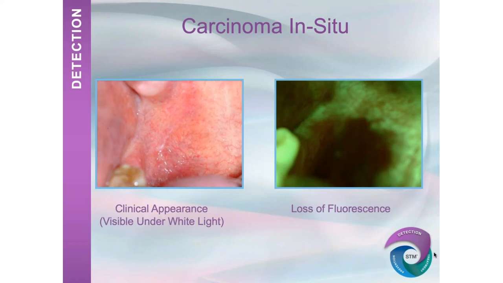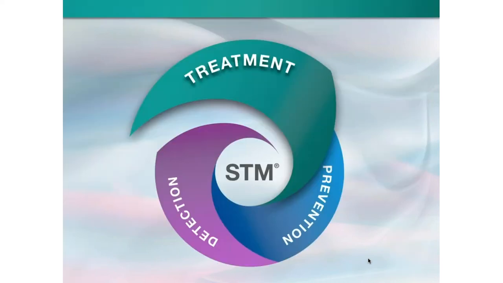So it's not a dye. It's just very simple. And now you can see the loss of fluorescence. Now, does that mean that's cancer? Obviously not. A biopsy would confirm that, but it draws our attention to something that we would not normally see with the naked eye. All right. So this is, again, an important part of our initial detection as we're going through the patient.